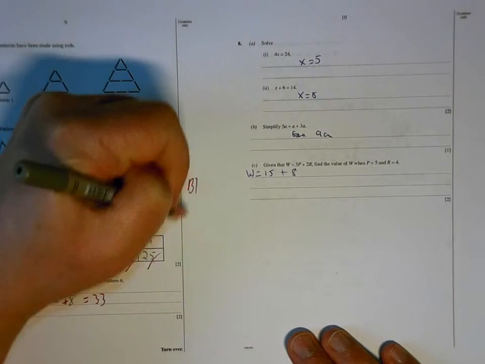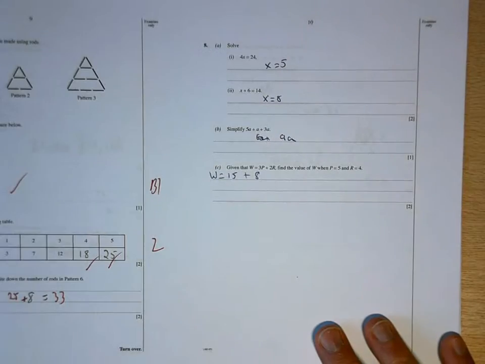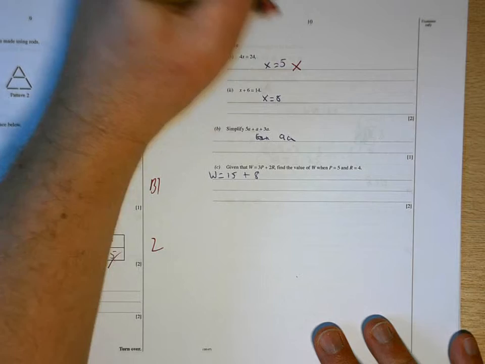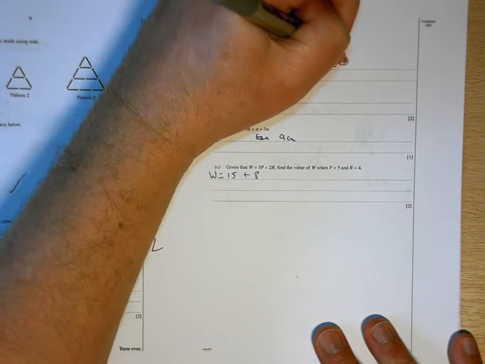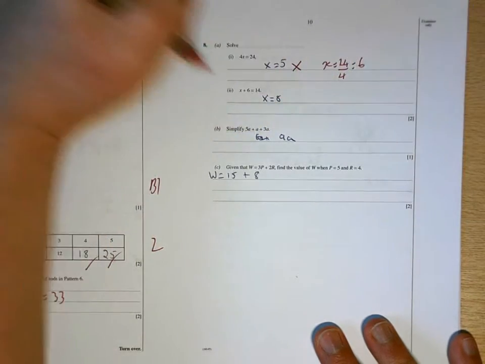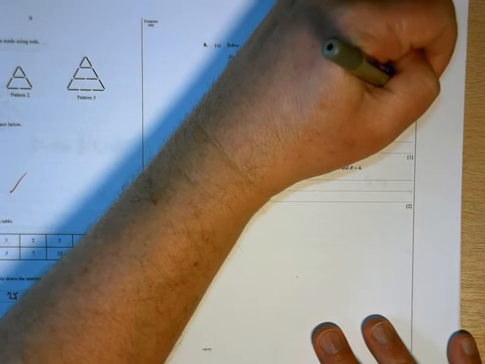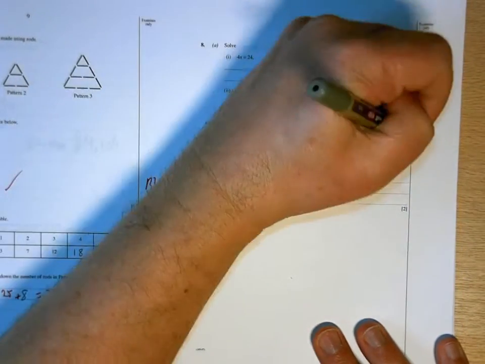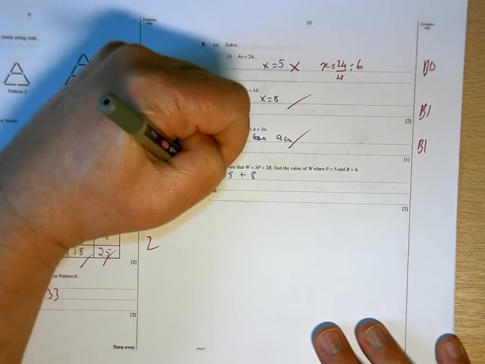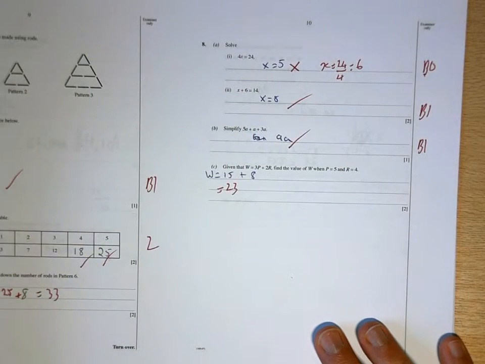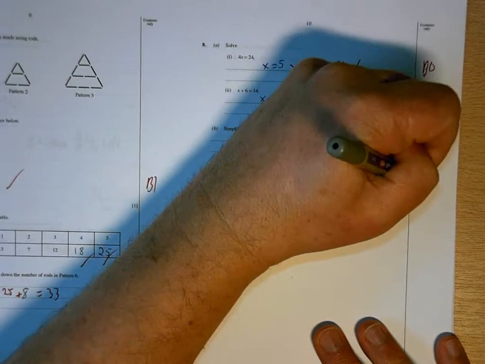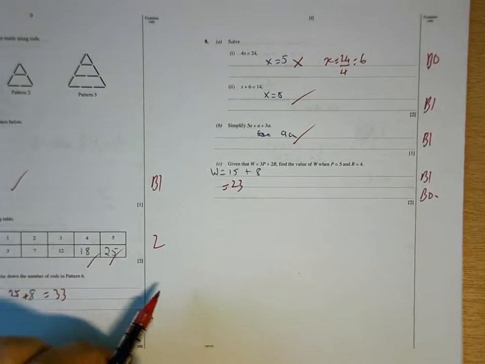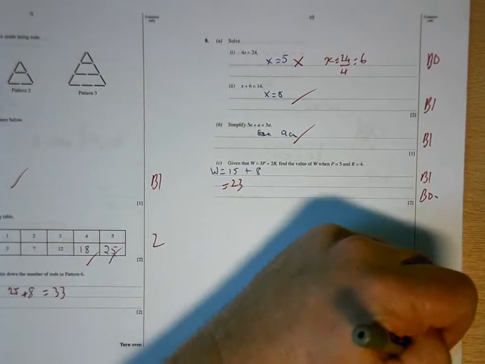That's okay. X equals 5 is wrong. It's 6. 24 divided by 4. 8 is correct. 9A is correct. And here you've actually got to evaluate that. You've got to tell me what that comes to. So you're going to lose a mark there. So you're throwing away some careless marks here, Jack. 6 for the page.